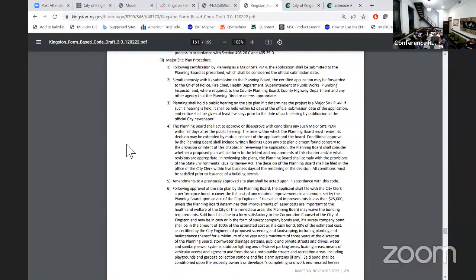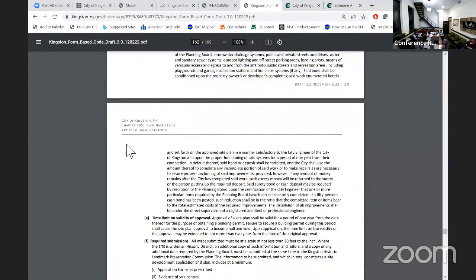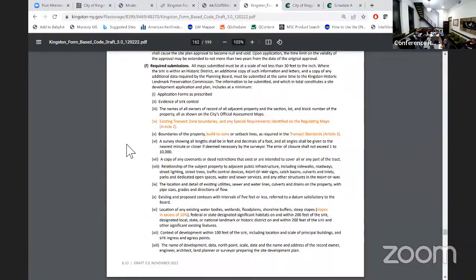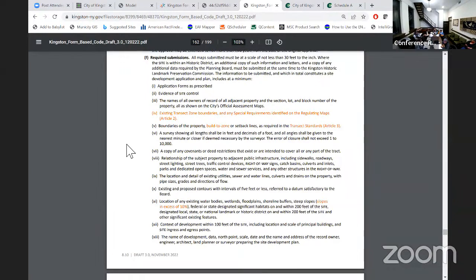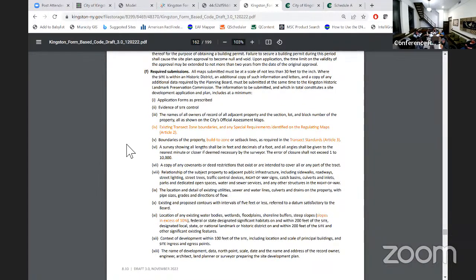I think in the required submissions, they ask for a narrative to describe the proposal. I think the narrative should also include, it should be stated that it should include any waivers that might be requested. So that's just one of my thoughts there on that page.